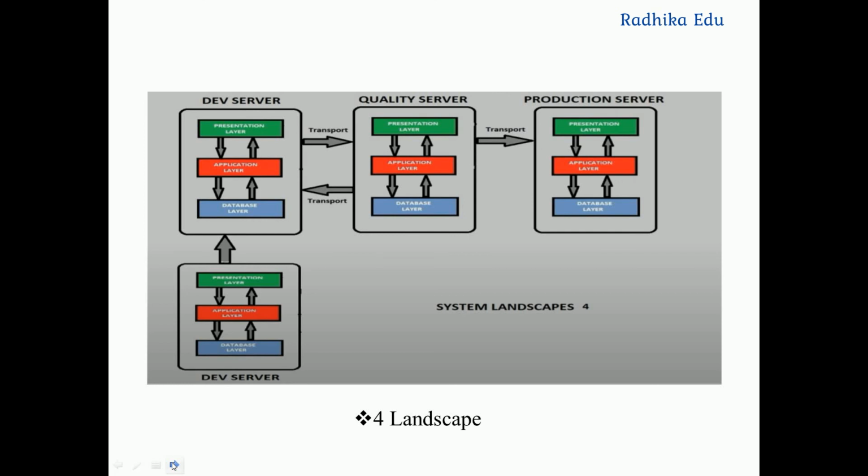Now let us see the 4 landscape diagram. In 4 landscape, we have development server, quality server, production server, and development server. In the development server, we have presentation layer, application layer, and database layer. In the quality server, presentation layer, application layer, database layer. In the production server, presentation layer, application layer, and database layer. Again, we have a development server with presentation layer, application layer, and database layer.